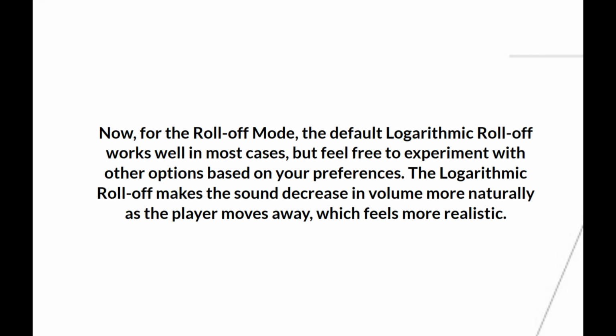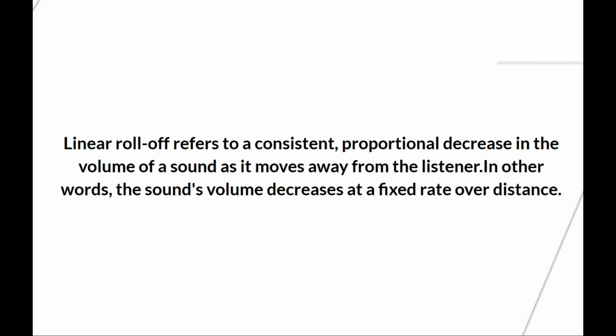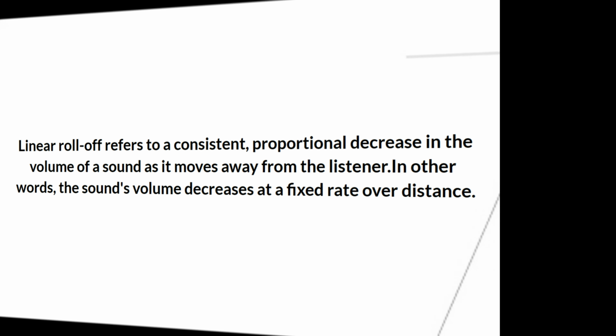Now, for the roll-off mode, the default logarithmic roll-off works well in most cases, but feel free to experiment with other options based on your preferences. The logarithmic roll-off makes the sound decrease in volume more naturally as the player moves away, which feels more realistic. Linear roll-off refers to a consistent proportional decrease in the volume of a sound as it moves away from the listener. In other words, the sound's volume decreases at a fixed rate over distance.